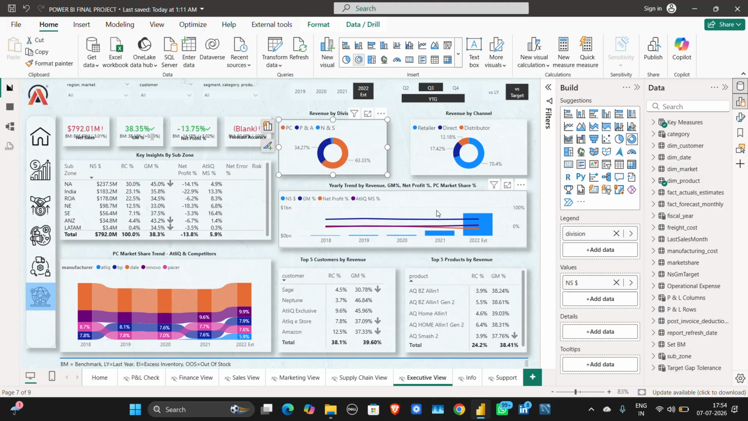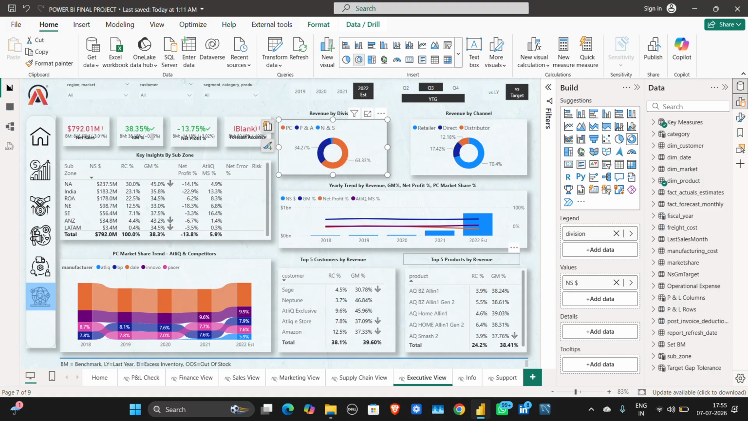So, yeah. And moving on to top five customers by revenue. This identifies the customers generating the highest revenue for the business. Alongside revenue contribution, we can also evaluate the gross margin generated by each customer. This helps management identify high value customers who contribute significantly to both sales and profitability. For example, if a customer generates high revenue but a very low gross margin, management may review pricing agreements or negotiate better commercial terms.